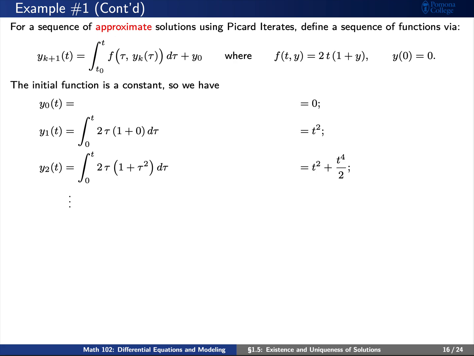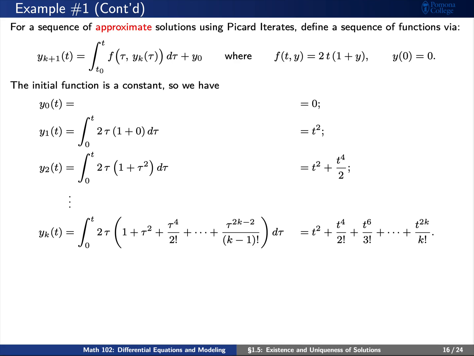For the next iterate, y sub 2 of t, we'd like to integrate from 0 to t twice tau, 1 plus y sub 1 of tau. In this case, y sub 1 of tau is simply tau squared. And once we work out this integral, we see this is equal to t squared plus t to the 4 divided by 2. One can continue in this fashion to find that there actually is a pattern here.